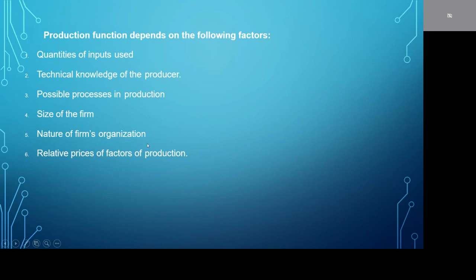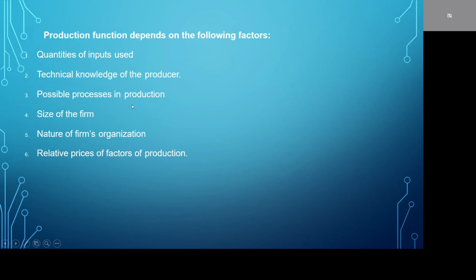Nature of the firm's organization. Relative prices of the factors of production. We already know what the factors of production are. In economics, four factors of production are there: land, labor, capital, and management or organization. This means production function depends upon these following points.